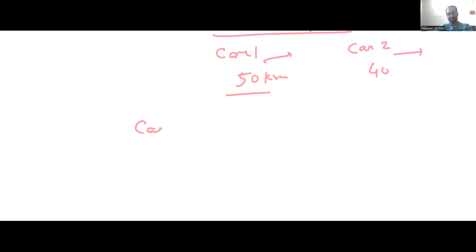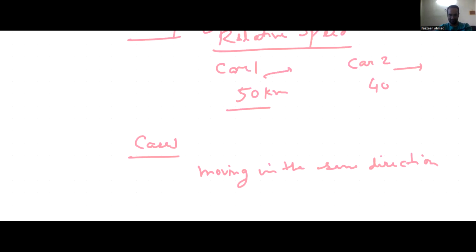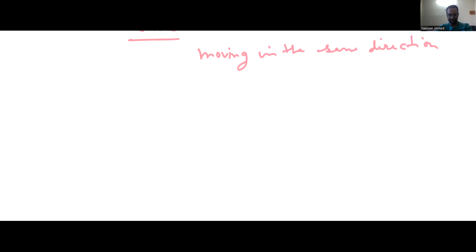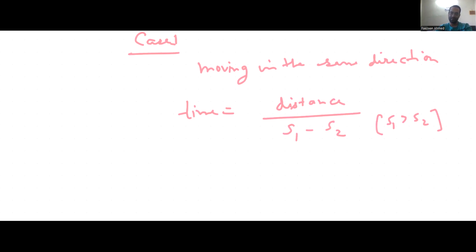Now, what is the first case? The first case tells me that if two or more objects are moving in the same direction, like in this case we have car one, then the time taken is going to be the distance in between them divided by S1 minus S2, where S1 is of course greater than S2, because otherwise this will not work.